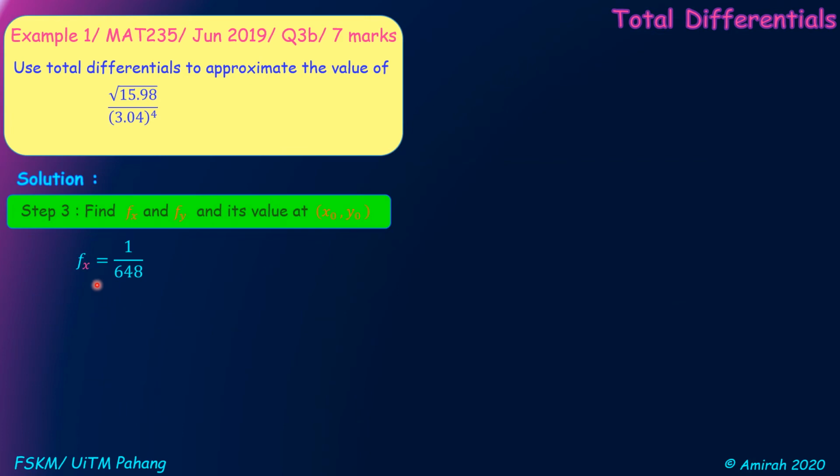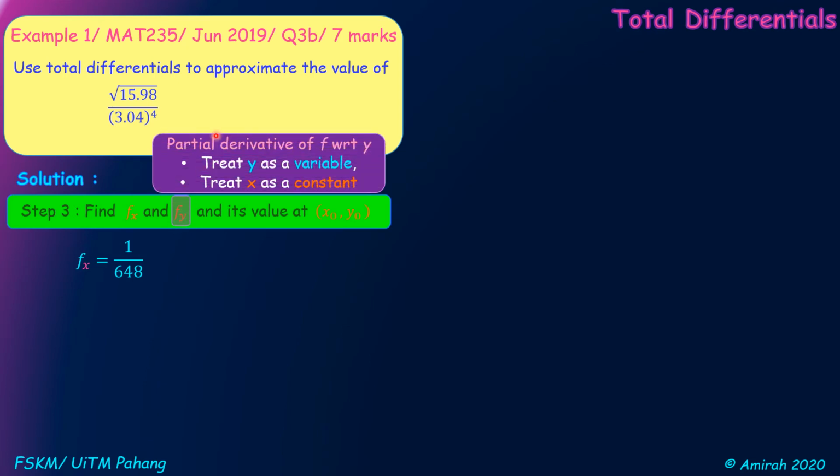Alright. From the previous slide, we get fx equals 1 over 648. Okay. Then we can continue with fy. Fy means the partial derivative of f with respect to y. We treat y as a variable and at the same time we treat x as a constant. Okay, we can find fy from f.